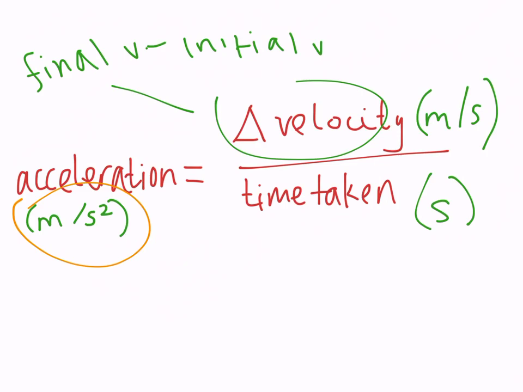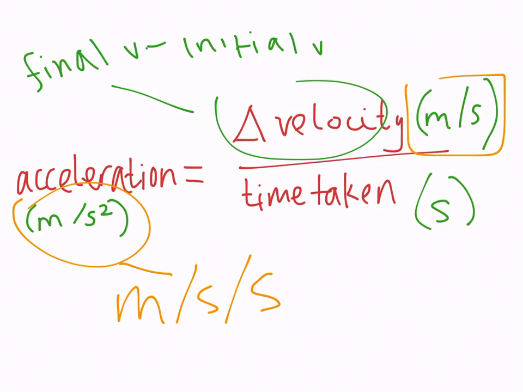The reason why it's meters per second squared is because the units for velocity is meters per second, and then we're dividing it by time taken, and the units for time taken are just seconds. So we divide it by seconds, and because there's two, it's just quickly written as meters per second squared. That's the reason why it's meters per second squared.